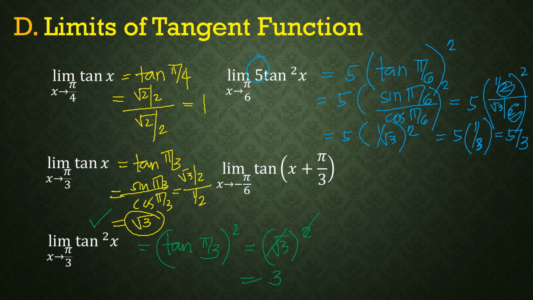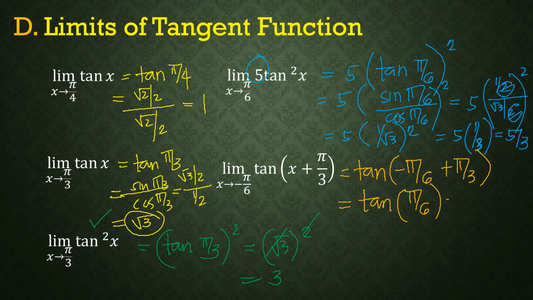Okay, in the next example, the limit of tangent of x plus pi over 3 as x approaches negative pi over 3 is equal to tangent of negative pi over 3 plus pi over 3, which is now equal to tangent of pi over 6. We already have tangent pi over 6 from the previous example, and that is equal to 1 over square root of 3. So rationalize that, times square root of 3 over square root of 3. So our answer is square root of 3 over 3.